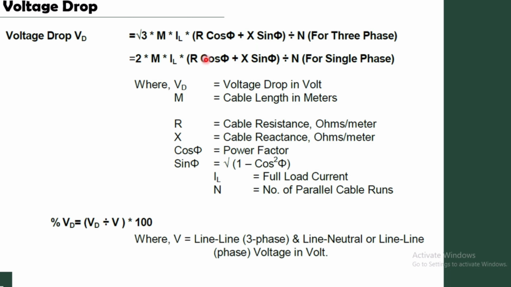And for a group of cables also, I will divide it by n, where n is the number of parallel cable lengths. And here the voltage drop is a percentage. After I apply this equation, I will say VD percentage equals VD divided by V, the voltage, multiplied by 100 to extract the percentage of the voltage drop.